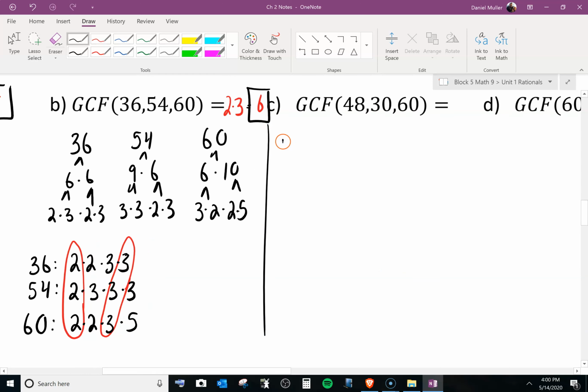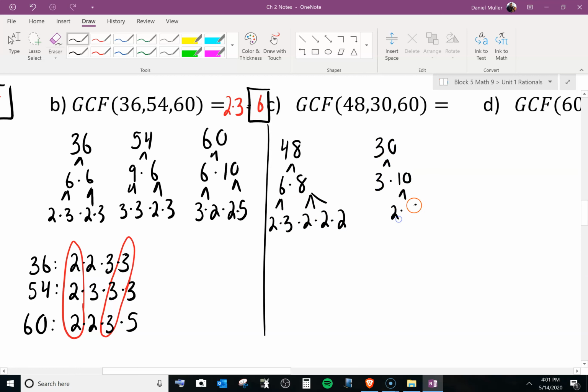Let's continue on here. 48, that's going to be 6 times 8, and as I said before, 8 I like to go as 2, 2, and 2, and 6 is 2 and 3. 30, well, that will be 3 and 10, and that 10 is a 2 and a 5, and I'll carry that 3 down. And 60 will actually be the same thing as 30, but then an additional 2. So it's a 6 and a 10, and then that will be a 2 and a 3, and then a 2 and a 5.